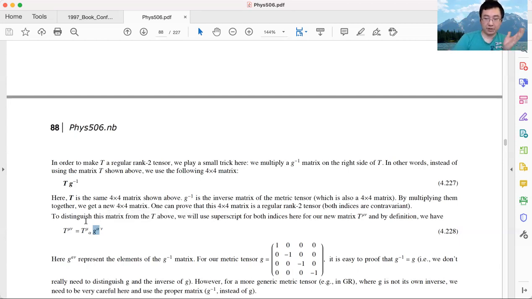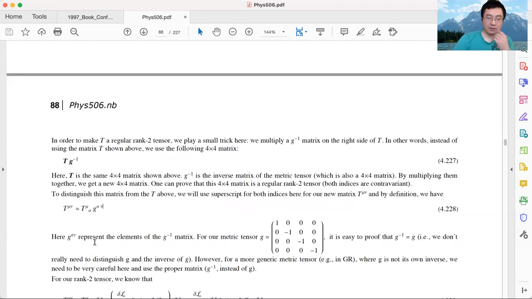So this is not important. There's nothing fundamental from the physics side. It's just a mathematical convention. Anyway, this new T matrix we utilize is actually this guy. It is my old T matrix multiplied with the inverse of the G matrix.